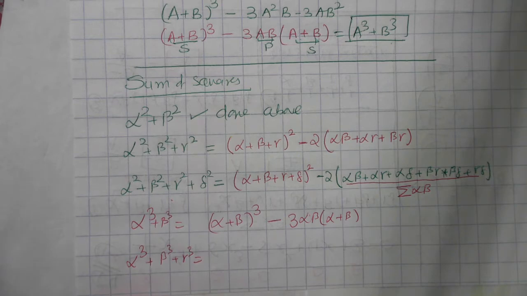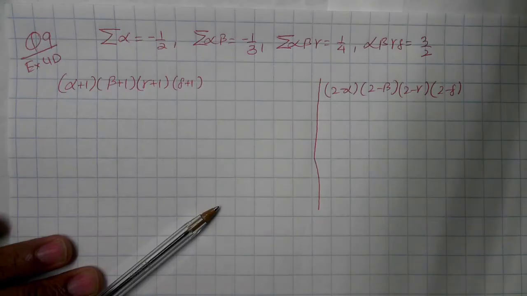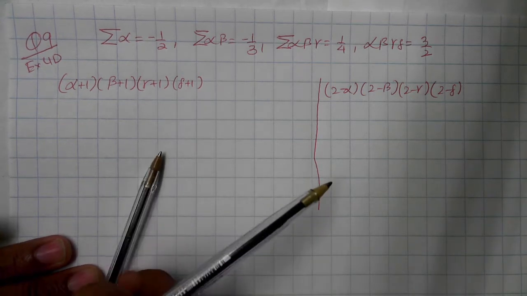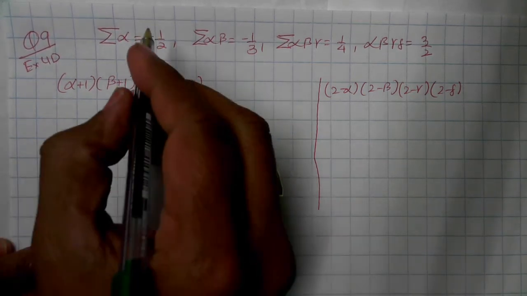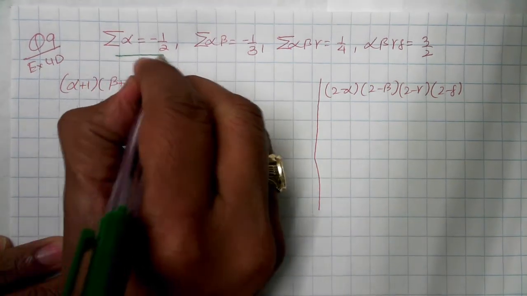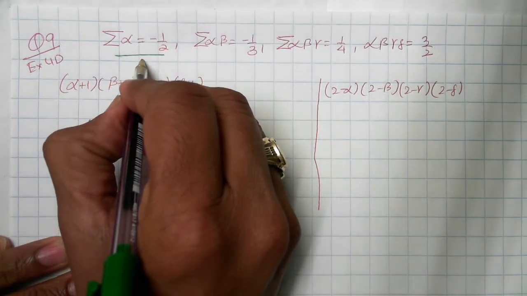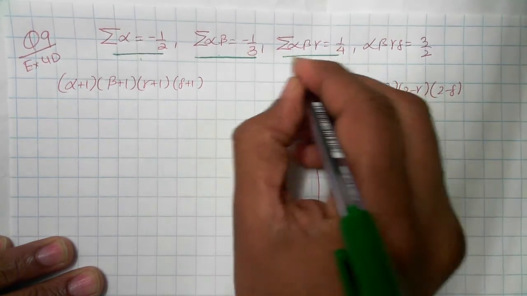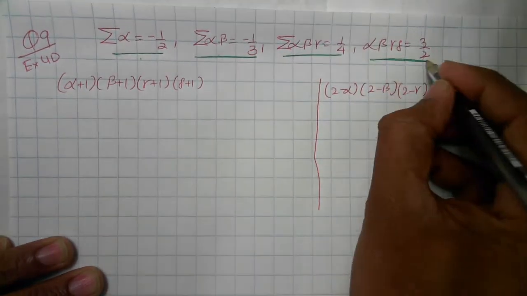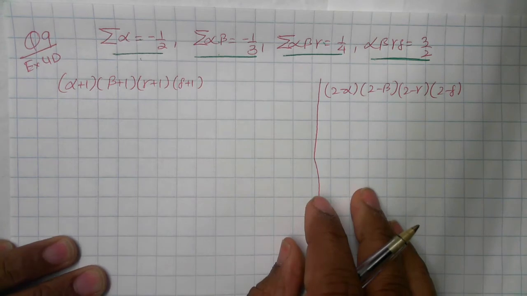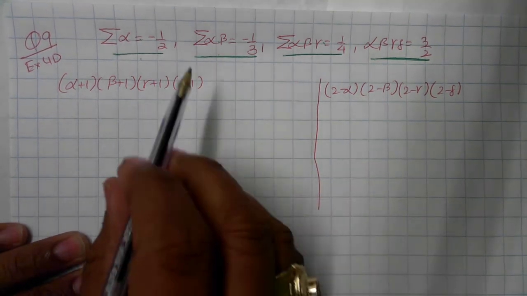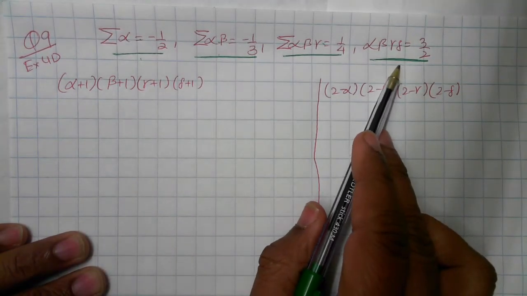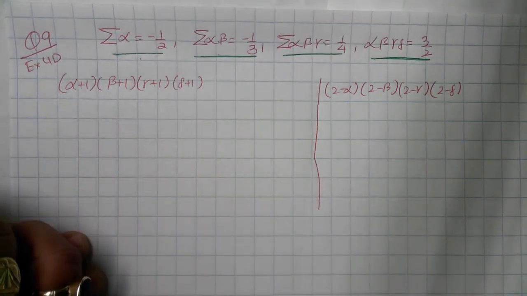All right, so looking at question number 9 of exercise 4D. Look, guys, what does that mean? They're giving me the sum of roots, 1 at a time, sum of 2 at a time, sum of 3 at a time, and sum of 4 at a time. Okay, and they haven't asked me to find the equation, which they did probably in the 4C. Here they've asked me to find the values of these things.